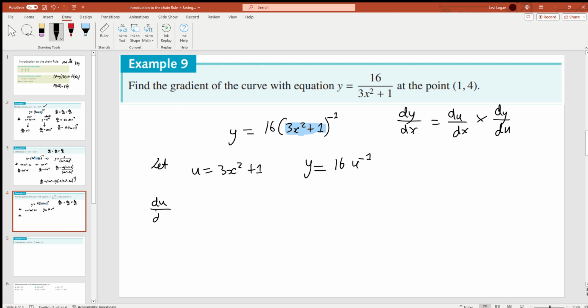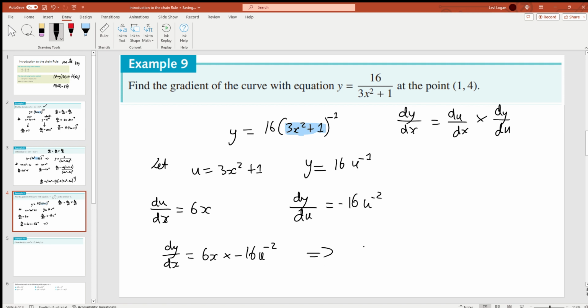So du/dx is going to be 6x, and dy/du is minus 16u to the minus 2. So that means dy/dx equals 6x times minus 16u to the minus 2. So therefore we're going to have 6 times minus 16, I'm not fully sure what that is, I'll put that in my calculator, minus 96x all over u squared, so (3x squared plus 1) all squared. The reason why I moved the square down here is because it was a negative exponent, and that's it. So that's my dy/dx.